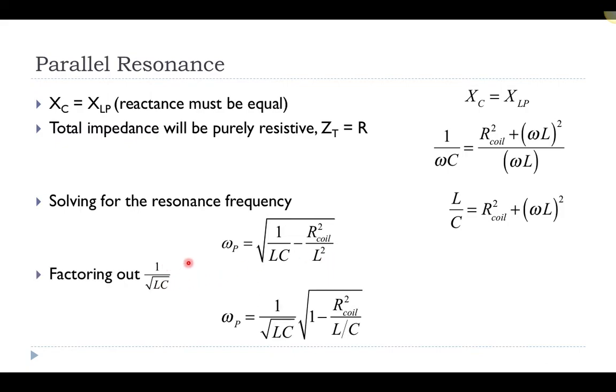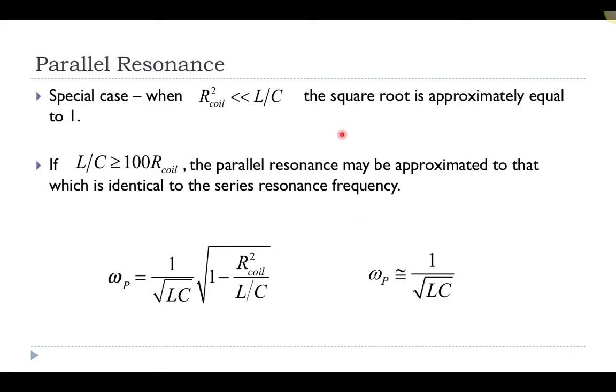If I factor out 1 over the inductance times the capacitance, I get that the parallel resonance frequency is 1 over the square root of the inductance times the capacitance. This first term becomes a 1, and then I factored out an L and a C. So anyway, I get the coil, 1 minus the coil resistance squared over the ratio of the inductance to the capacitance. And you might wonder, why do you care about doing that? The reason is because there are some special cases.